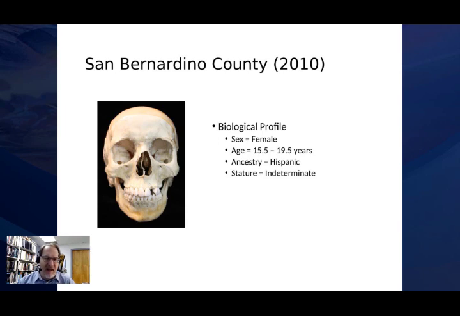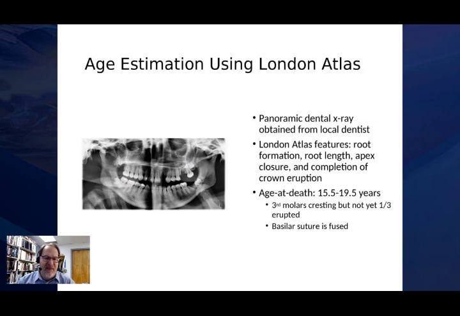The skin of their face had been removed. It had been cut off. There are sharp force defects on the nasal bones, and the rest of the head was completely fleshed. And so we believe the person was decapitated and the skin of the face was removed to try to obscure identity. We used the London Atlas to provide a better age estimate than what had been previously provided. So we estimated between about 15 and a half and 19 and a half years.